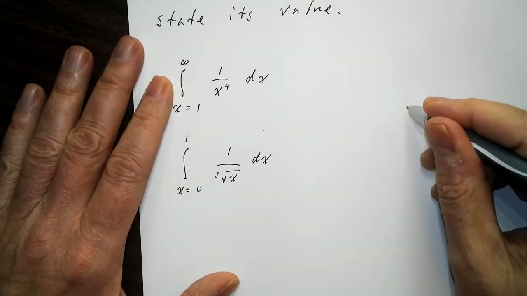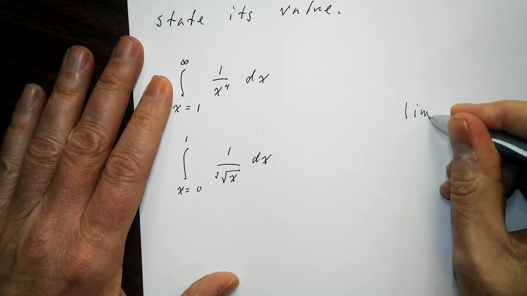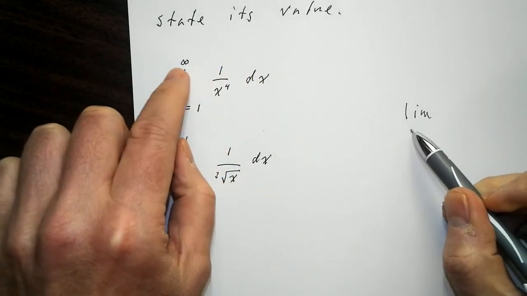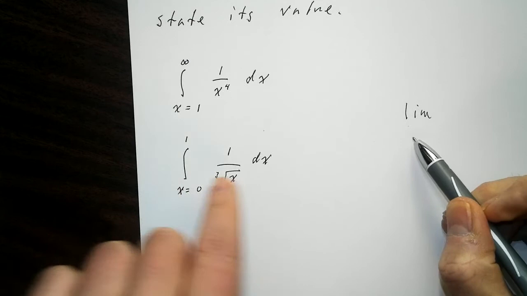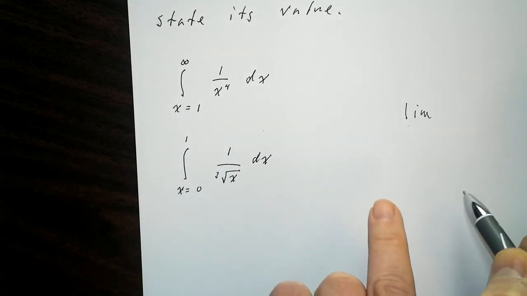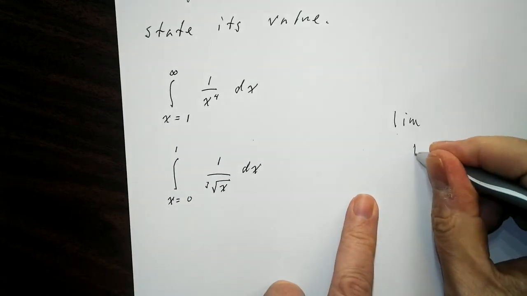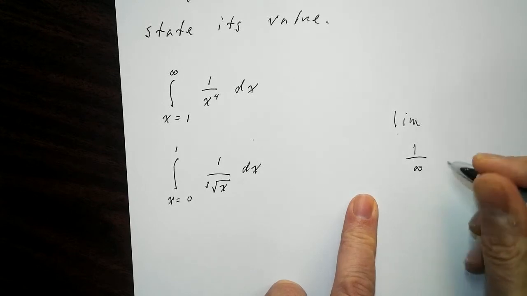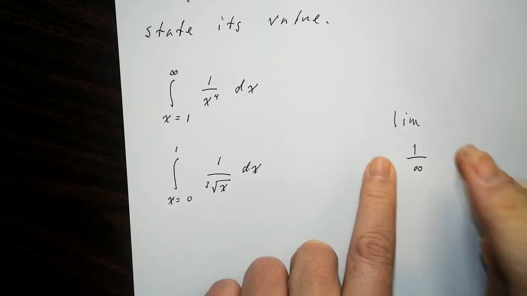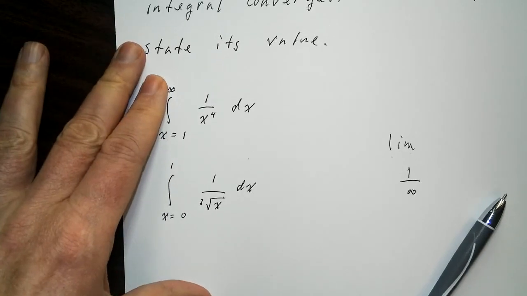Okay, so in every one of these problems, there's going to be the limit, maybe as b goes to infinity or as c goes to 0. There's going to be the limit at each stage. Don't be doing arithmetic like 1 over infinity, something like that. Infinity itself is not a number, so make sure to use good limit notation.